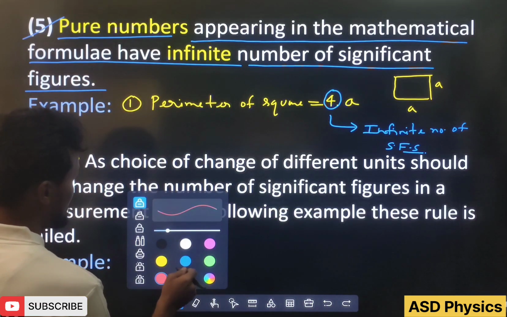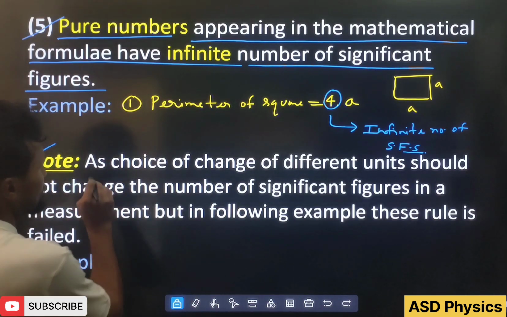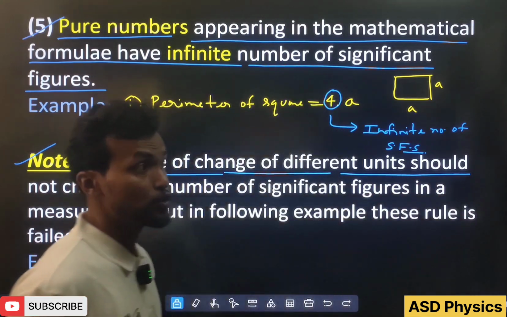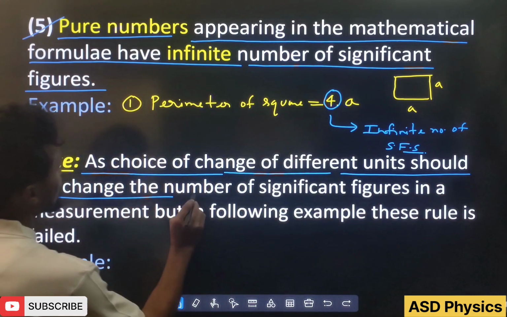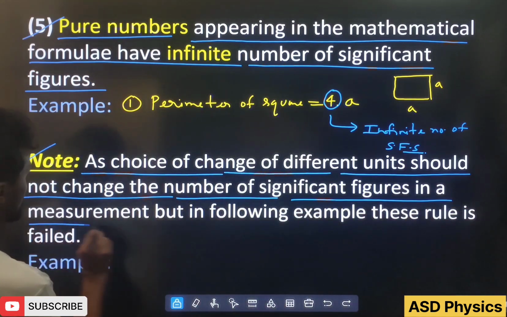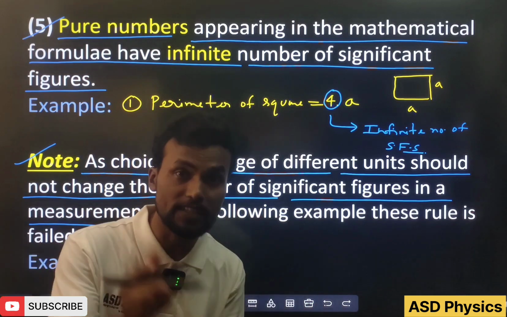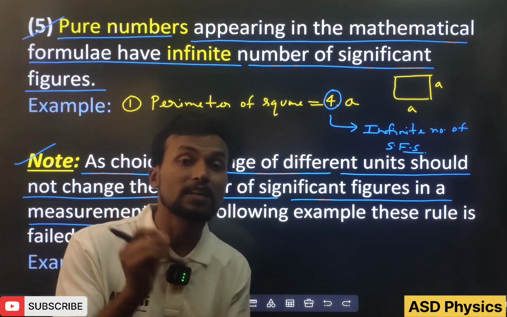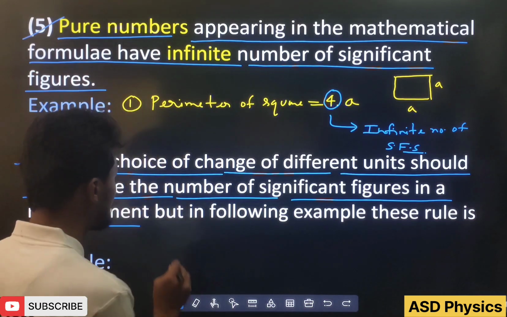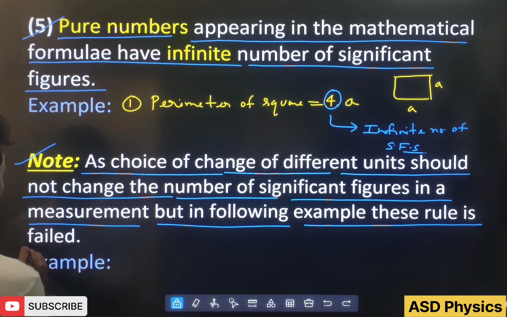Now, students, let's move to the next one. See, under the note, as choice of change of different units should not change the number of significant figures in a measurement. Again I am telling, when the system of units is changing, we are going from meter to centimeter or meter to millimeter, the number of significant figures in the measurement should not change. But you can see here, in the following example, this rule fails.